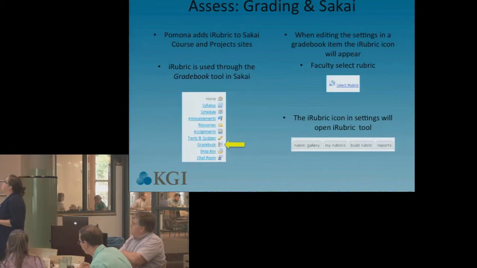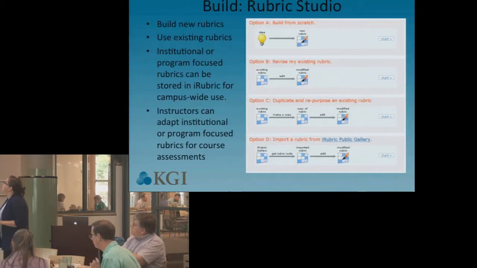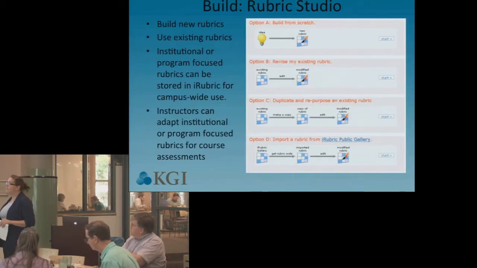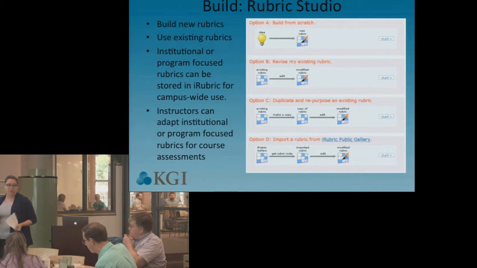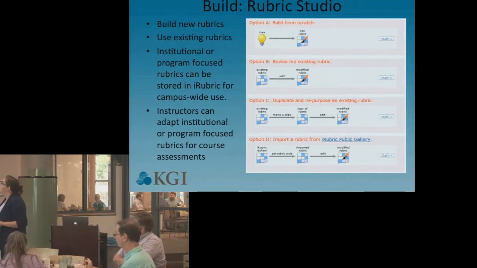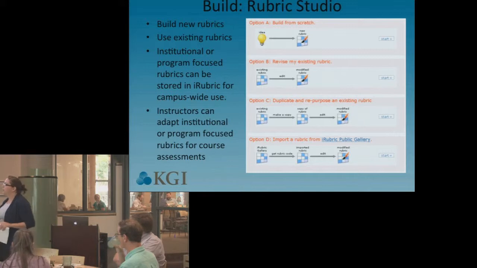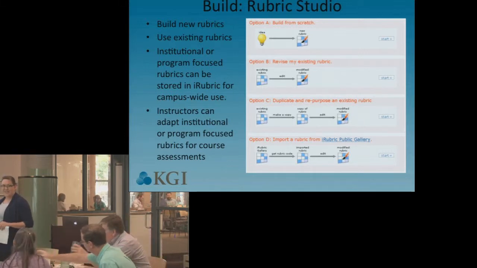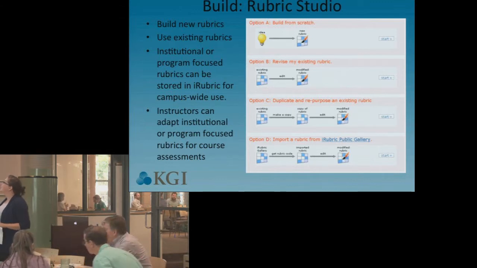So when you want to build a rubric, you have a couple options. You can build from scratch. You can revise an existing rubric. You can duplicate and repurpose existing rubrics. So if there's an institutional rubric, we included an example of our written report rubric. You can adapt that. And then there's a public rubric gallery, and right now there are 310,000 rubrics to choose from, so there is no shortage.